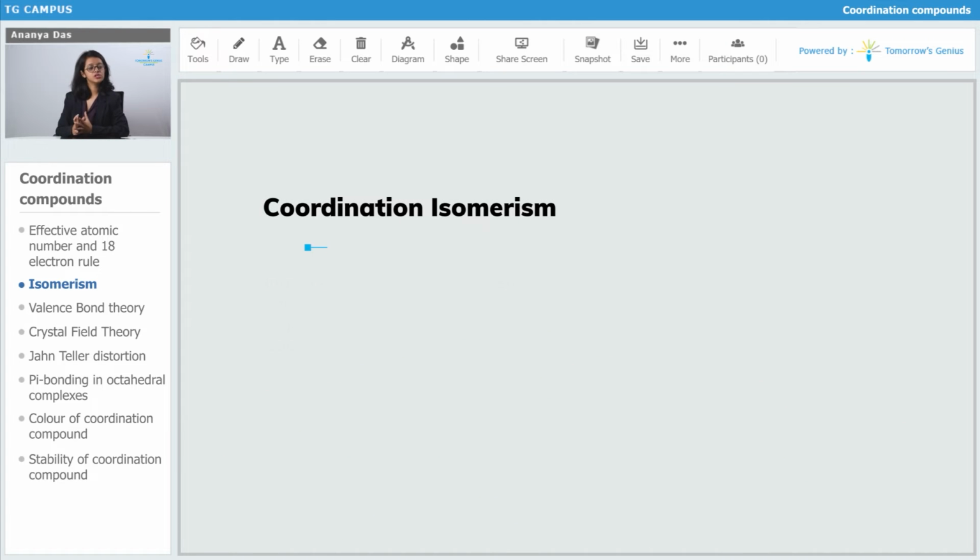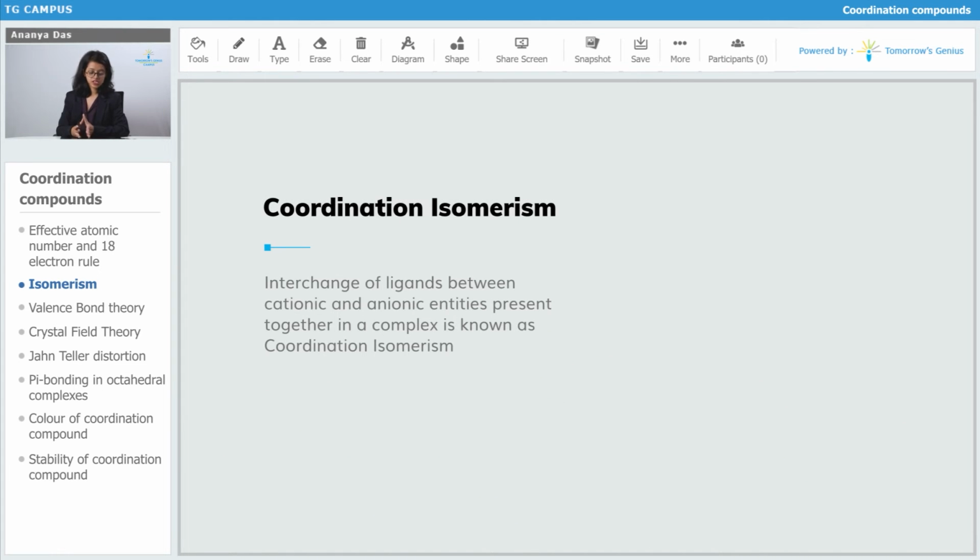Next is coordination isomerism. When there is an interchange of ligands between the cationic and anionic entities present together in a complex, it is known as coordination isomerism. So in coordination isomerism, the main thing is that both your anion as well as your cation should be a complex. So we have done examples of those. In that, coordination isomerism can occur.